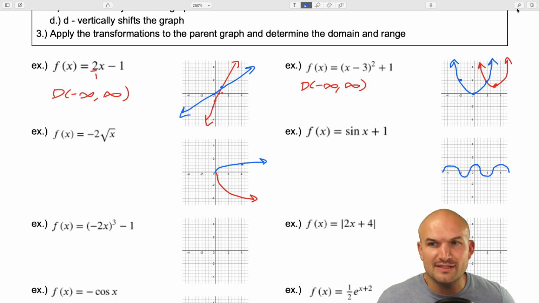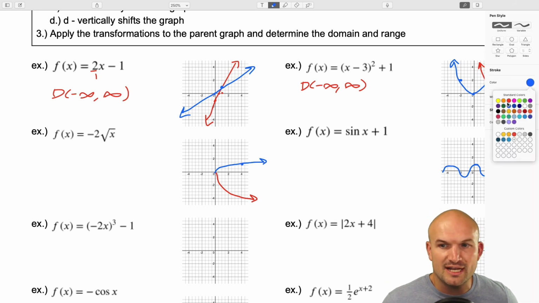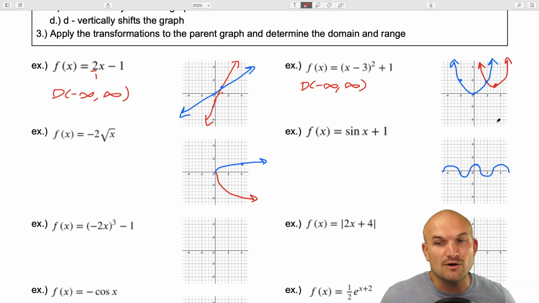And hopefully you just see, though, that this graph is just being shifted up 1, and we're adding 1 outside of the function. So all that is simply going to do is move my graph up 1 unit for each of these points. So it's going to be a vertical stretch. I'm sorry, not a vertical stretch. It's going to be a vertical shift.